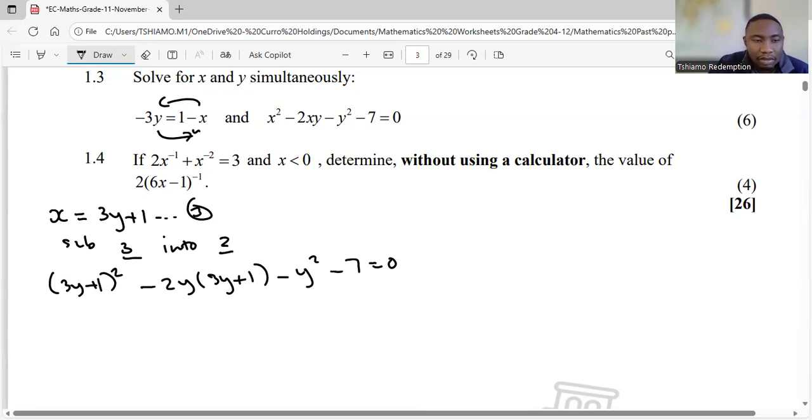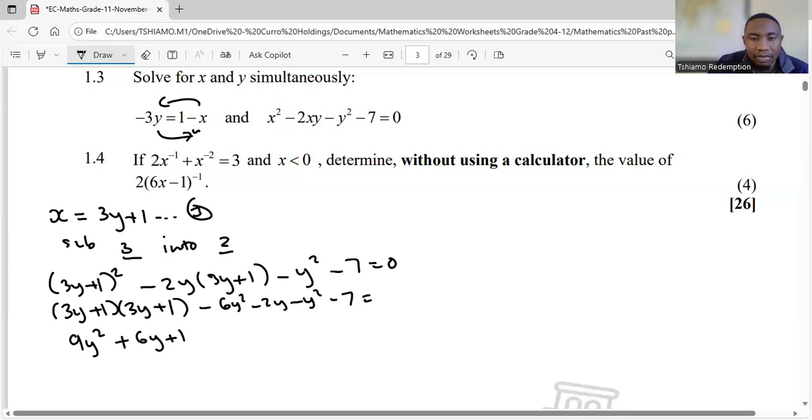Okay, we solve it now. Expand this bracket. It becomes 9y squared plus 6y plus 1. This becomes 6y squared minus 2y, minus y squared minus 7 equals 0. Copy this down as it is. I hope everything is right so far.